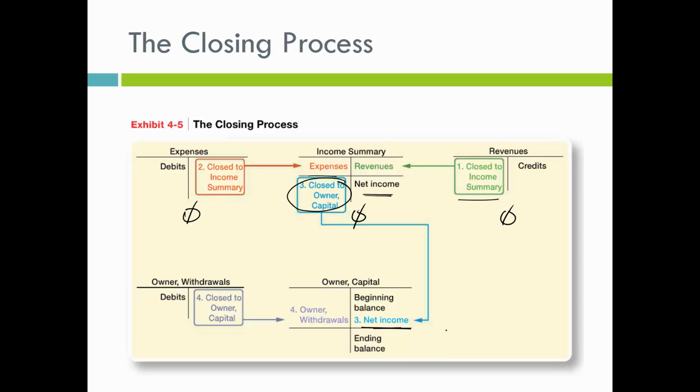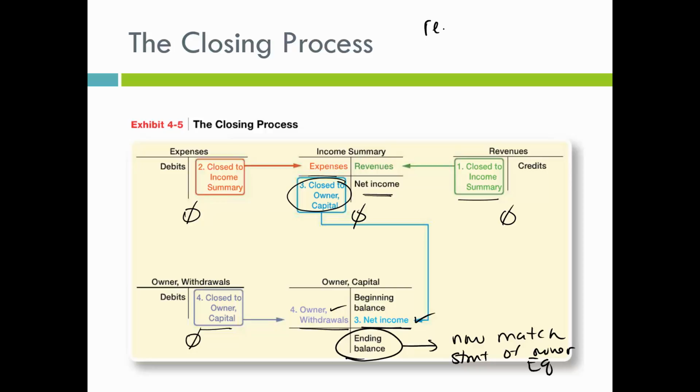And the fourth step is to close the withdrawals, which is the other thing I said I did on the statement of owner's equity. So withdrawals has a debit balance, so I need to credit it, and I debit capital. A debit to capital will bring the balance down, which makes sense. And so now this will have a zero balance, and the capital account, I gave them the net income, I took off the withdrawals, so this will now match my statement of owner's equity.